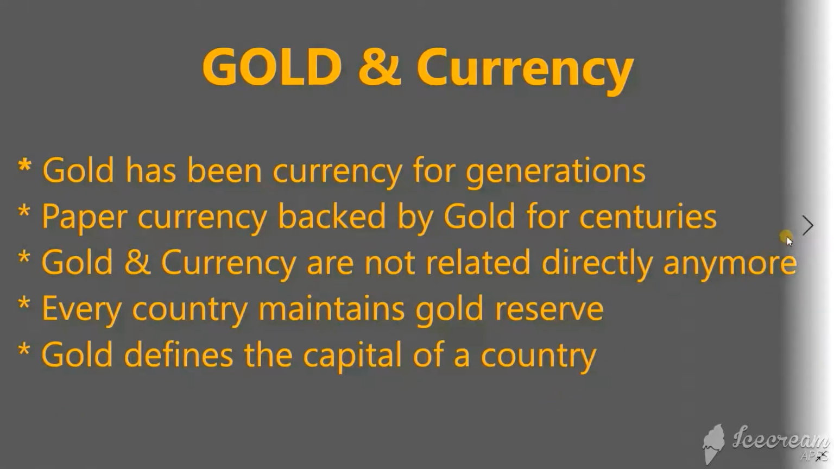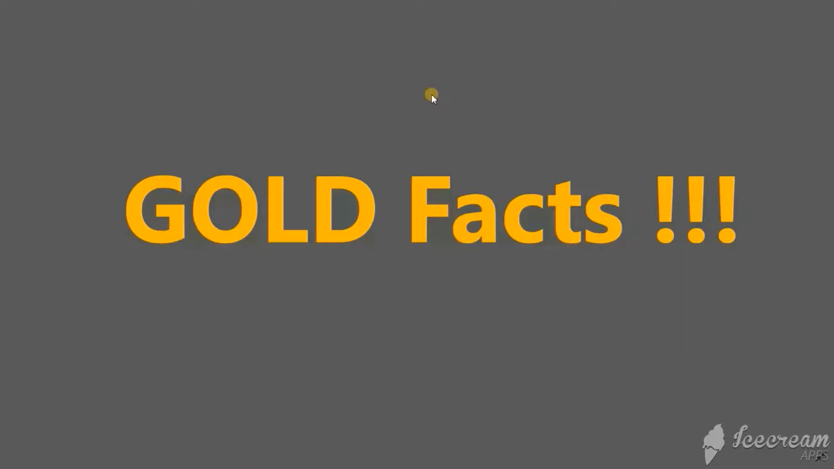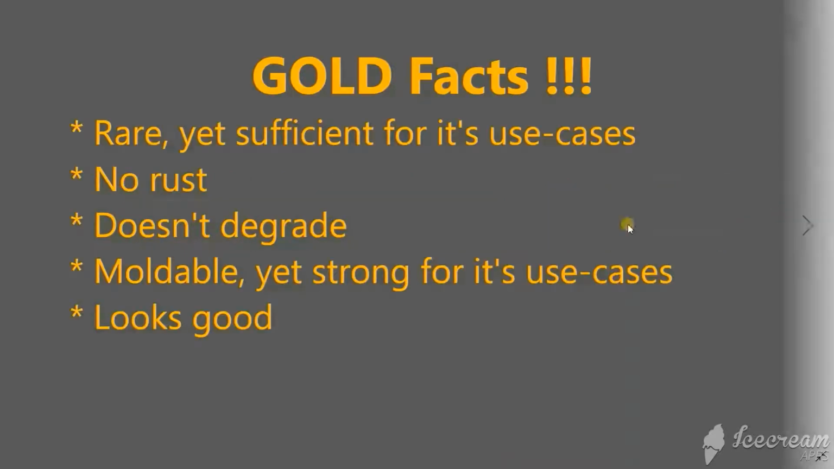Let's move further. So the second item is the facts about the gold. So let us see some of the important and interesting facts about the gold. So the first thing is the gold is a rare metal. It is not easily available. It requires huge amount of mining to extract some amount of gold. Although it is rare, it is available in sufficient quantity for its use cases. The common use case of the gold is ornaments and the antique item. So for those use cases, the availability is sufficient.